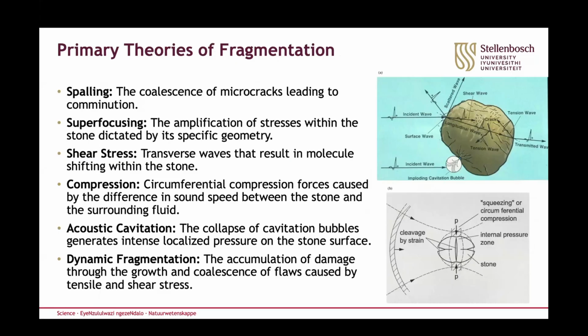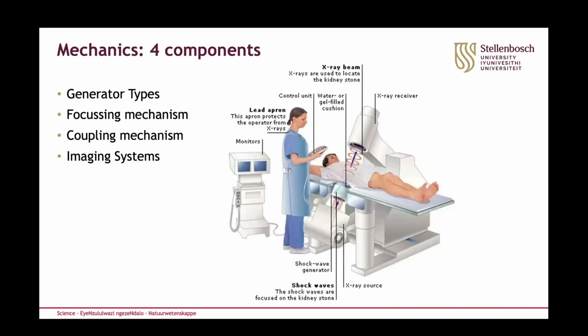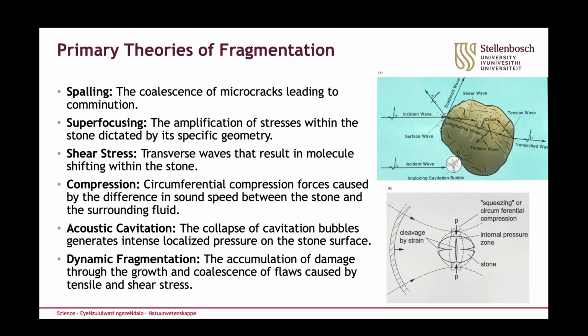The primary theories of fragmentation include spalling, which is the coalescence of microcracks leading to comminution; superfocusing, which is the amplification of stresses within the stone dictated by specific geometry; shear stresses, which are transverse waves that result in molecular shifting within the stone; compression, which are circumferential compression factors caused by the difference in sound speed between the stone and the surrounding fluid; acoustic cavitation, which is the collapse of cavitational bubbles generating intense localized pressures on the surface of the stone; and dynamic fragmentation, which is the accumulation of damage through the growth and coalescence of flaws caused by the tensile and shear stresses.